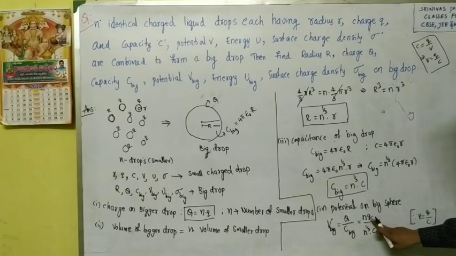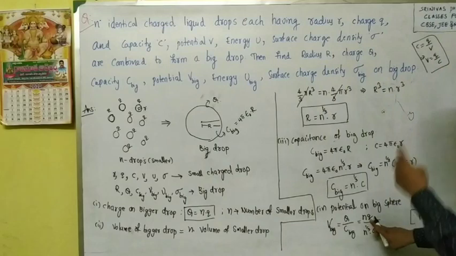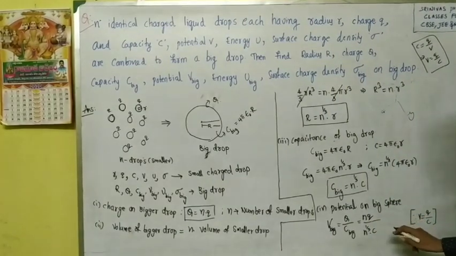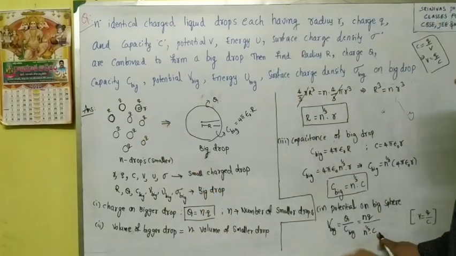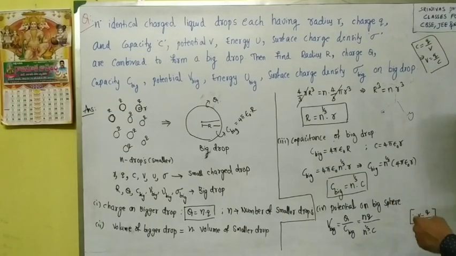Q is the charge on the smaller sphere, the smaller drop, okay? The sphere is a drop here. Whatever the drop is, it is in spherical shape, right? And Q is the charge on the small drop, and C is the capacitance of the small drop. Then Q by C gives the potential on the small drop, right?